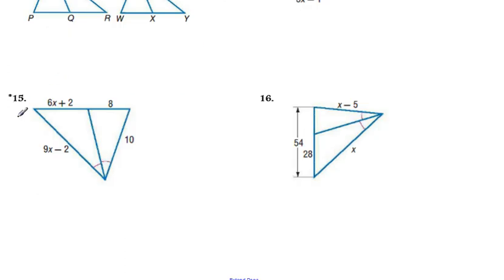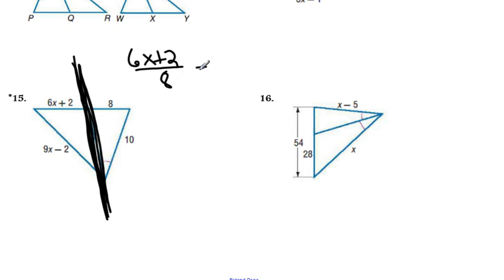And then 15, this is the angle bisector theorem again. And this one's a little bit easier because we don't have to do any thinking. We just have to do it exactly as the fraction bar tells us. 6x plus 2 over 8 equals 9x minus 2 over 10. The hardest part is to remember that these are quantities. So we need to put parentheses around them, which will remind us to distribute.